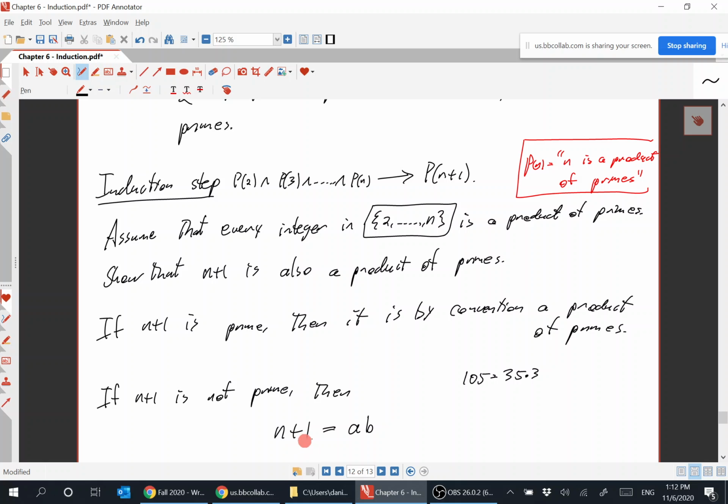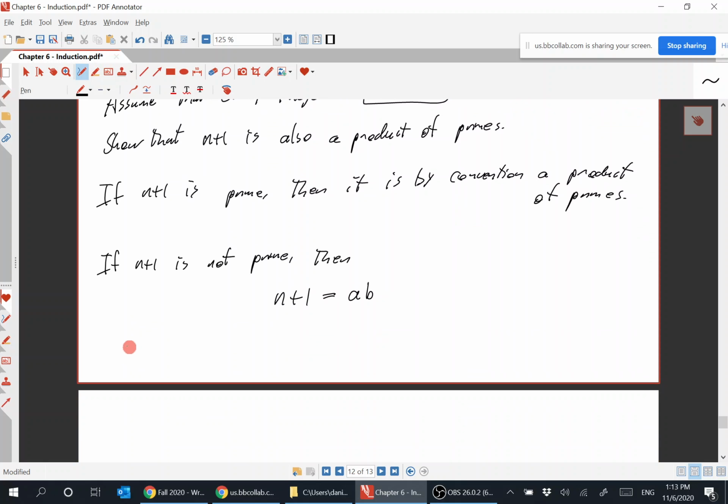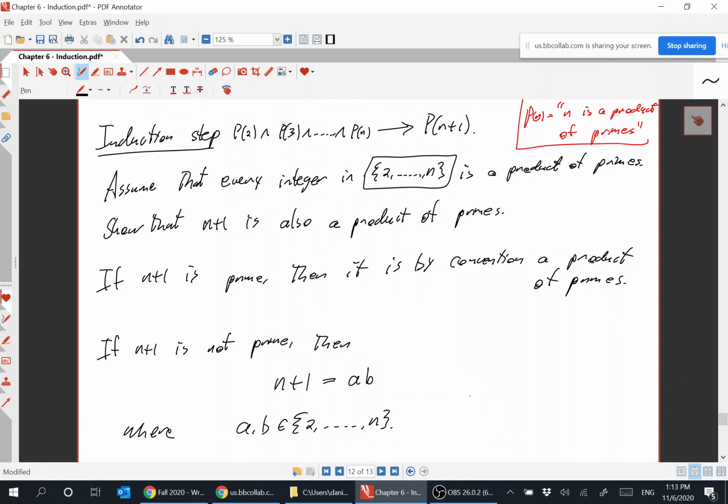If I said n plus 1 is a product of two smaller numbers, what is smaller than n plus 1? Less than or equal to n, and bigger than or equal to 2, because they're not 1. So n plus 1 is equal to a times b, where a and b are elements of the set 2 to n. What did we assume about elements in the set from 2 to n?